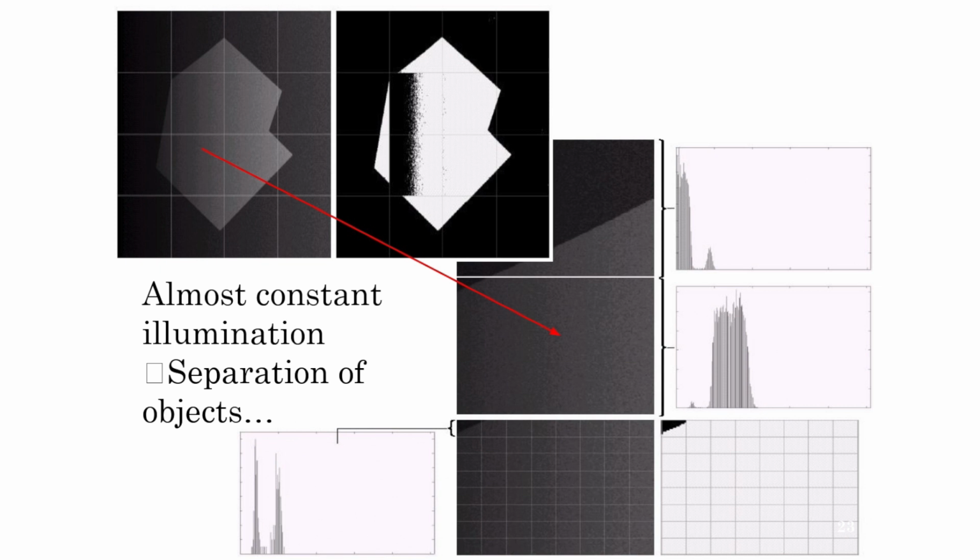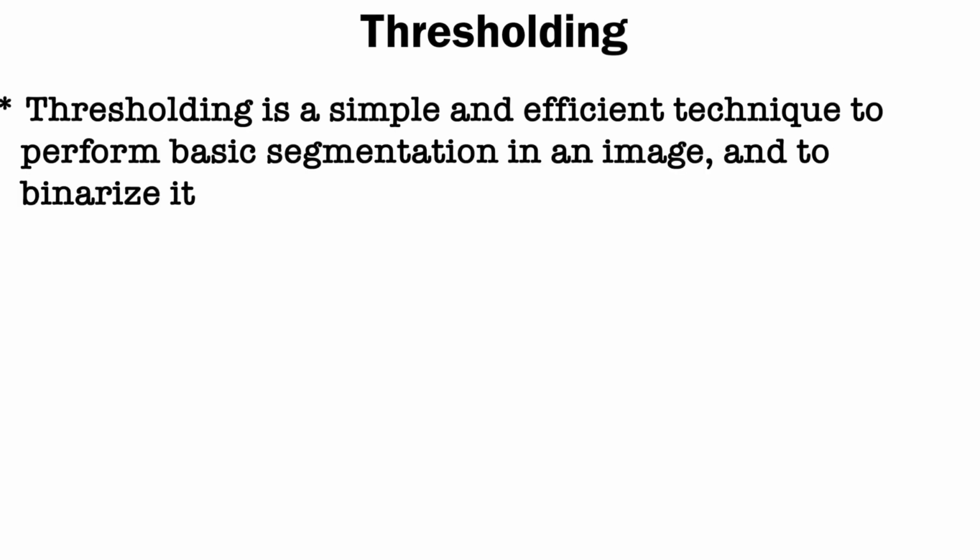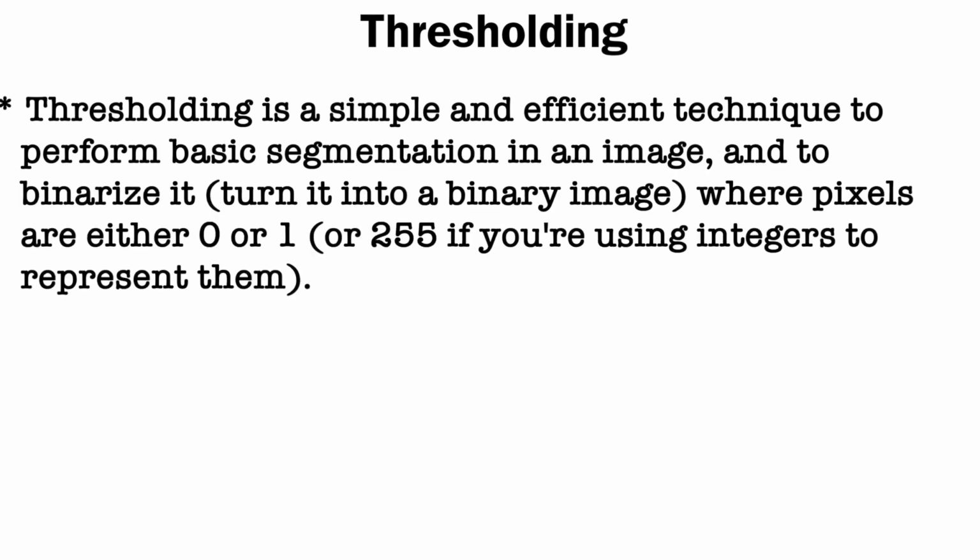Again, we have to convert the images into subplots and then plot the histogram for the same image. Then you can find the background and foreground with both thresholding points. Thresholding is a simple and efficient technique to perform basic segmentation in an image, and to binarize it.